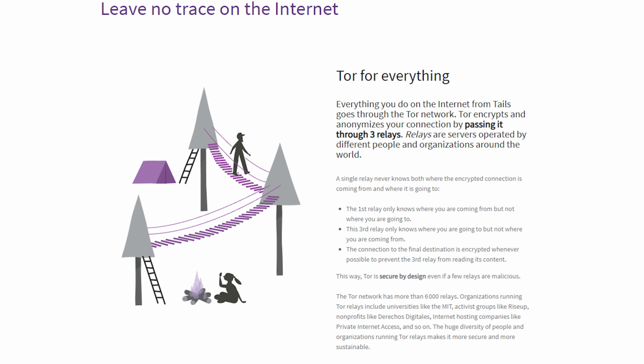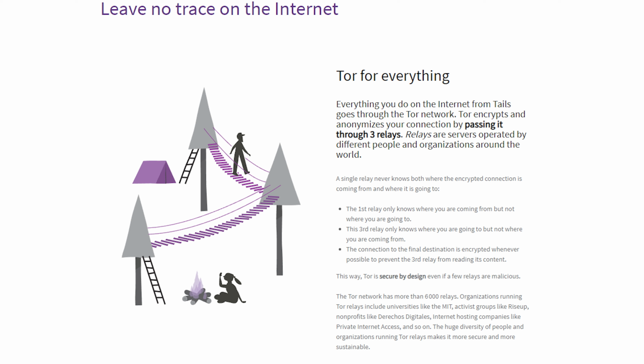The first relay only knows where you are coming from but not where you are going to. The third relay only knows where you are going to but not where you are coming from. The connection to the final destination is encrypted whenever possible to prevent the third relay from reading its content. This way, Tor is secure by design even if a few relays are malicious.